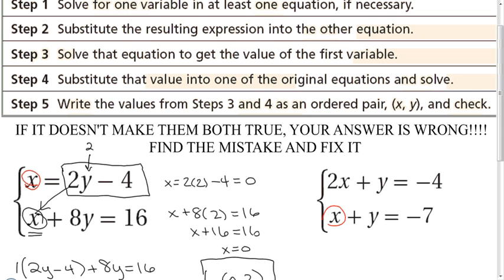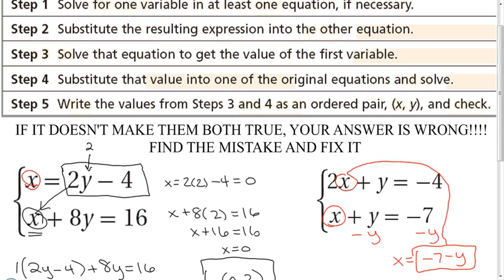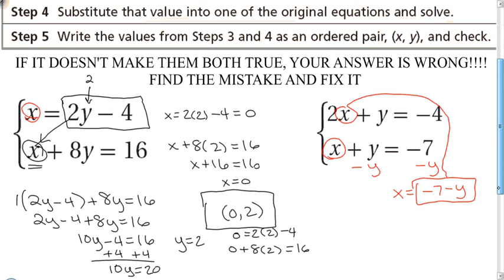So just for fun, let's solve for x in this equation again. I could have solved for y, but I'm going to solve for x. And I'm going to get that x equals negative 7 minus y. Now, because this is what x equals, I can go to the other equation and I can replace the x with this. Now notice in this problem, and this is why I chose to solve this way, it says I have 2 times x. So if I'm replacing x with this quantity, I have to have 2 times that entire quantity. And that's why it's important when I replace a variable to use parentheses. So I have 2 times that quantity plus y equals negative 4.